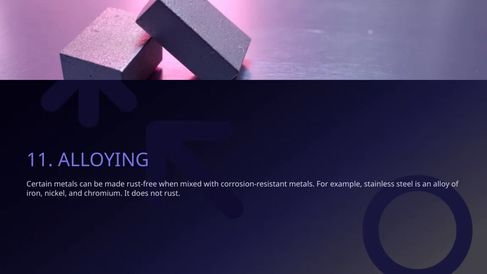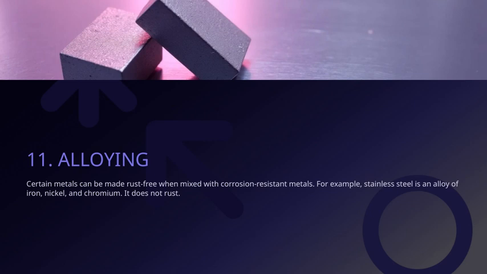Now let's talk about alloying. Certain metals can actually be made rust-free by mixing them with other metals that resist corrosion. A great example of this is stainless steel. It's an alloy, which means it's a blend of different metals, specifically iron, nickel, and chromium. Because of this combination, stainless steel doesn't rust like pure iron or steel would.